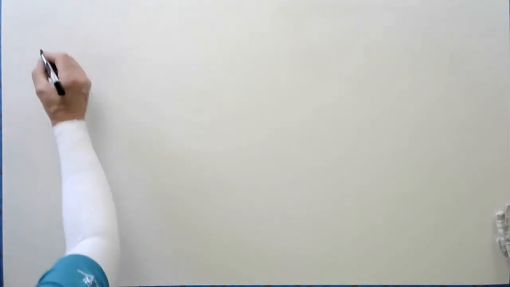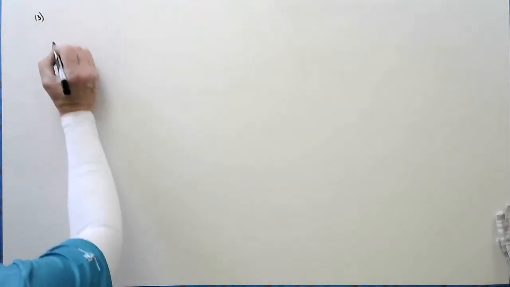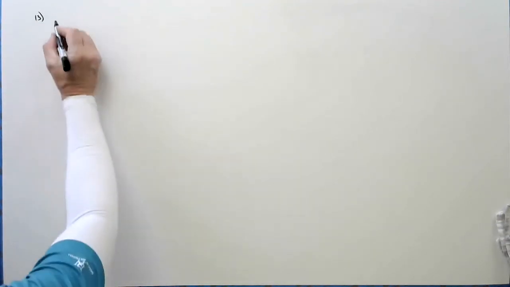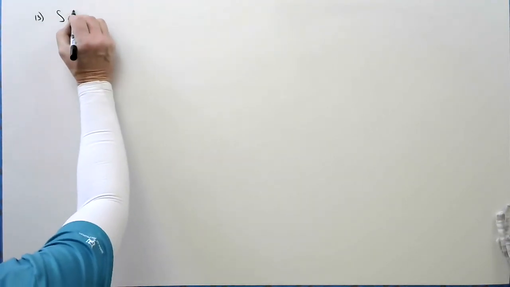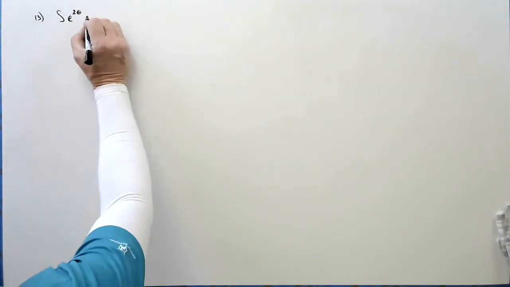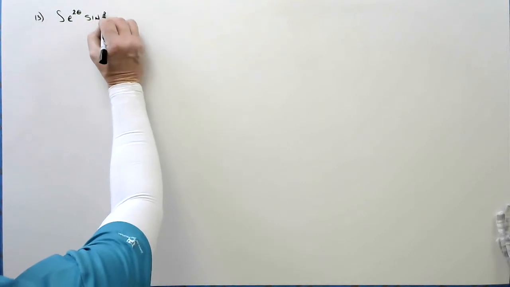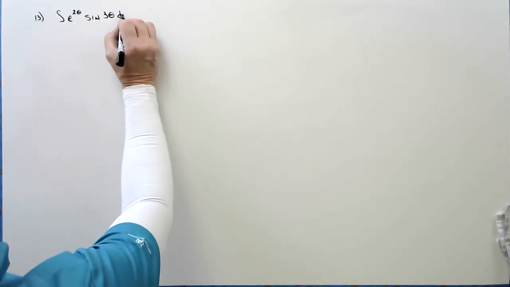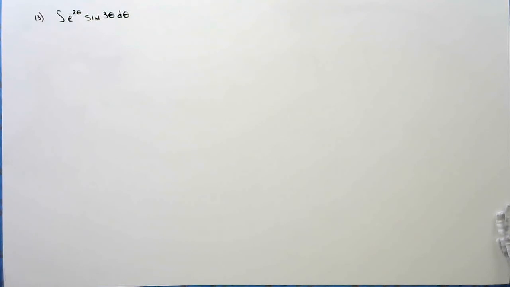Let's take a look at problem, skip a couple down here. We'll take a look at problem 13. Problem 13 is the integral of e to the 2 theta sine 3 theta d theta. Okay, so we looked at a problem like this in the lecture.